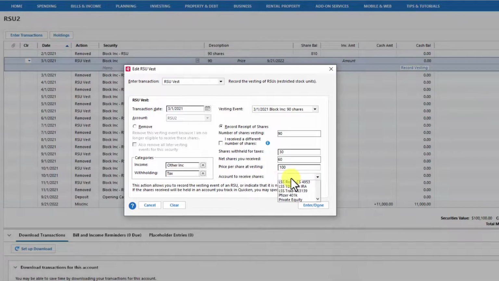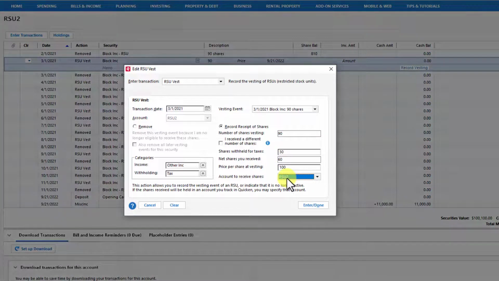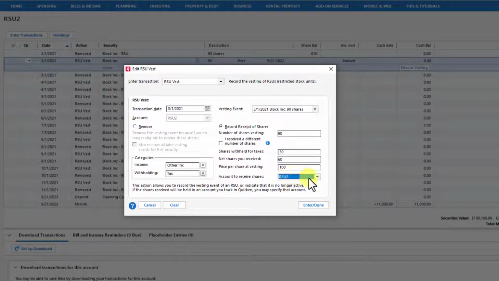And where did those shares go? Well, again, to keep it easy, we will put it into the same account that we're dealing with, RSU2. In reality, it may go to a brokerage account that you're holding these funds in. You don't keep the shares that are vested in the same RSU account that we're using to track all of this information. And over here, it's basically going to say, oh, 30 shares, it's going to do some calculation, and then it's going to assign the value of the 30 times 100.